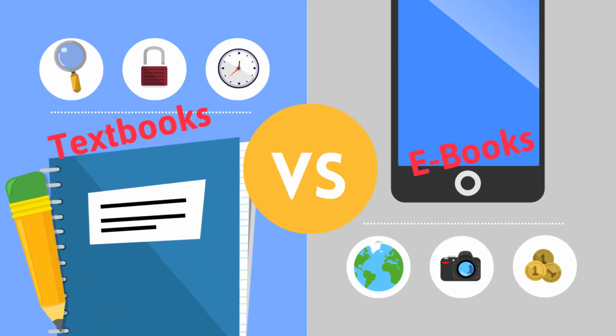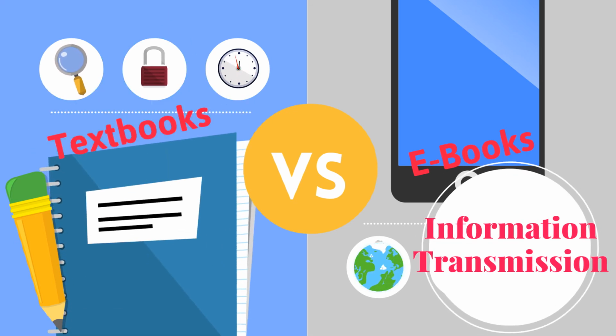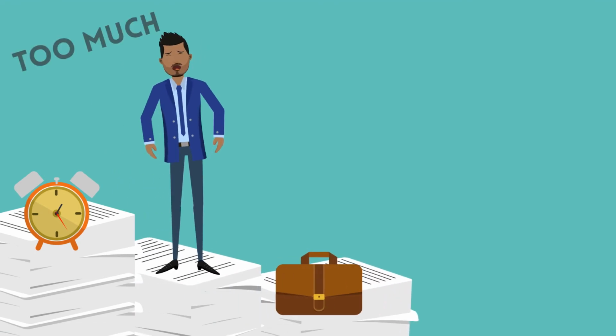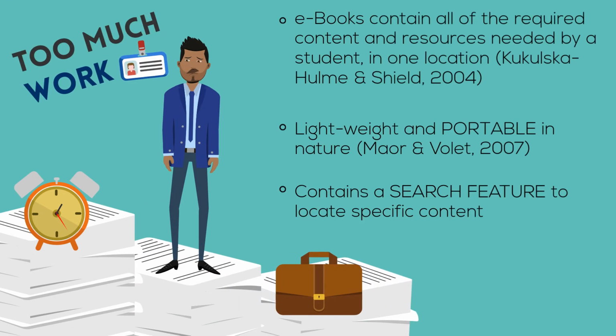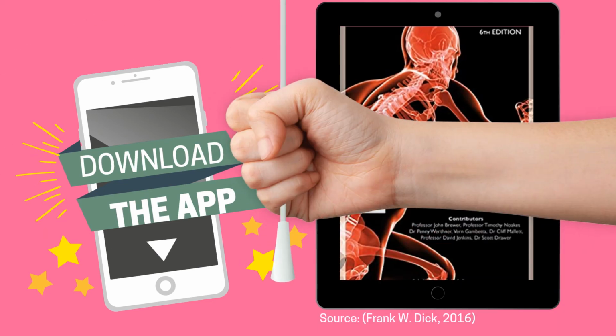With the rise in mobile learning, ebooks are conveying signs of superiority over traditional textbooks. They are an electronic copy of a printed text which can be read on a computer or specifically designed handheld device, which uses the informational transmission approach. Sports science students will know that we are required to purchase many textbooks, which can be quite a heavy load. Ebooks contain all the required information a student needs into one location. They are light and portable and contain a search feature for quickly being able to locate key information. Sports Training Principles is the recommended text in sports science and is available as an ebook.